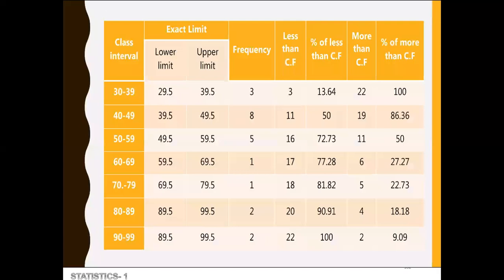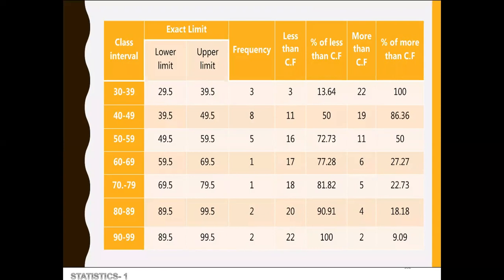Now here we have the data representation. Class intervals are taken, for example, 30 to 39, 40 to 49, 50 to 59, and it goes on to 90 to 99. Here the lower limit and upper limit of the adjusted class intervals are plotted. The adjusted lower limit of class intervals starts from 29.5, 39.5, and goes on to 89.5, whereas the adjusted upper limit starts from 39.5 and goes on to 99.5.